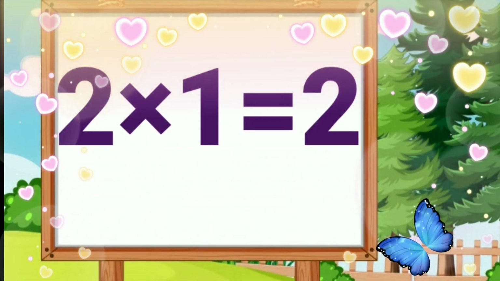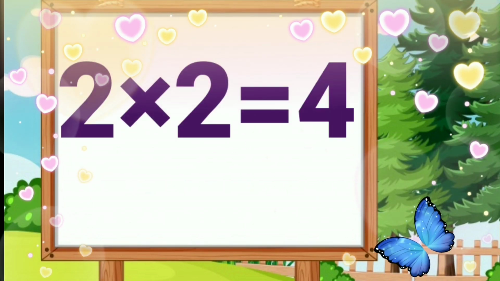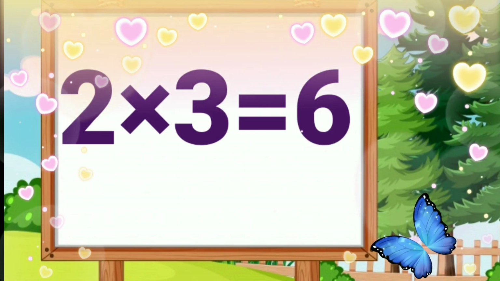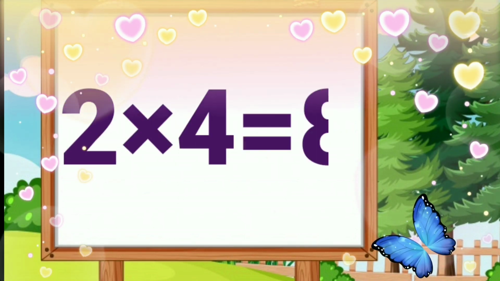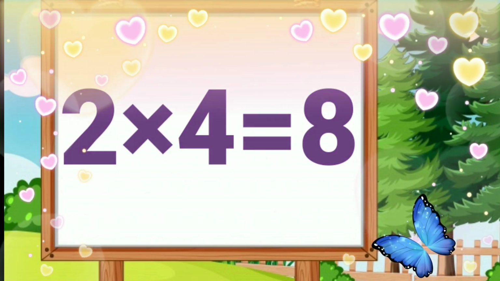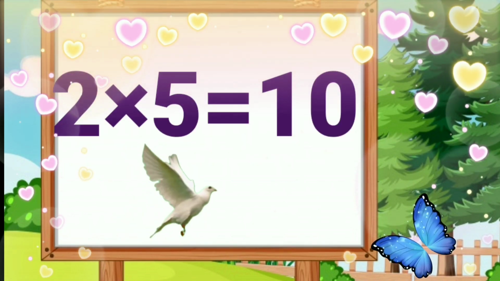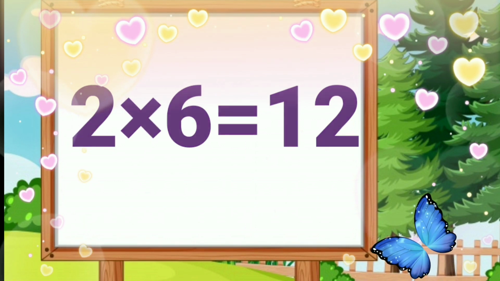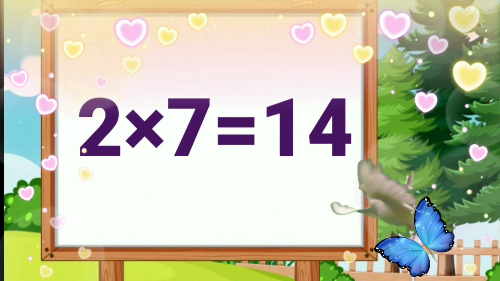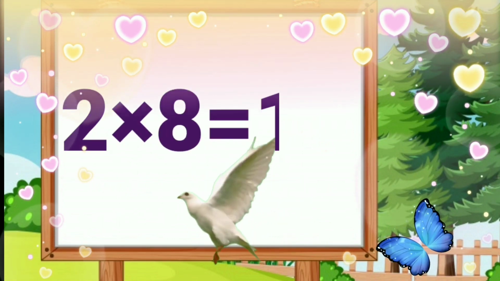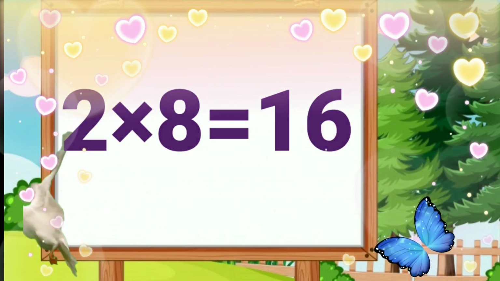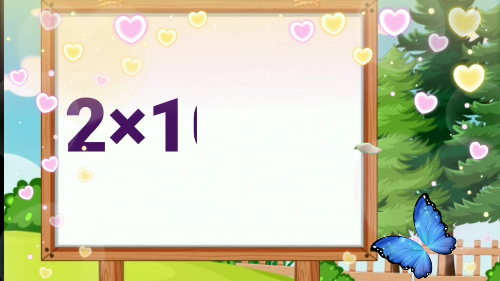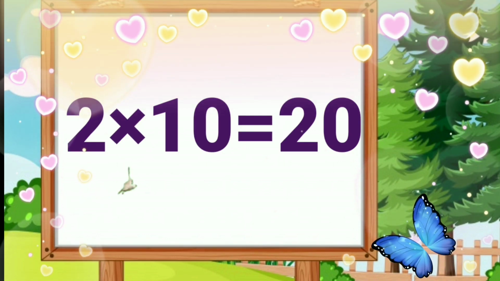Two ones are 2. 2 twos are 4. 2 threes are 6. 2 fours are 8. 2 fives are 10. 2 sixes are 12. 2 sevens are 14. 2 eights are 16. 2 nines are 18. 2 tens are 20.